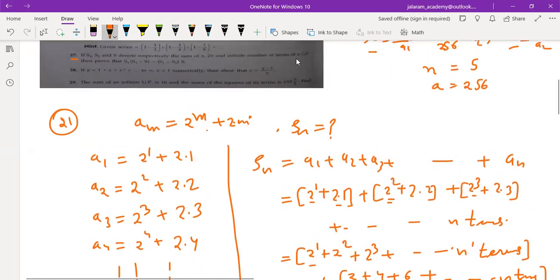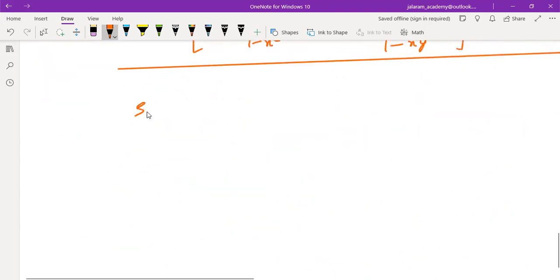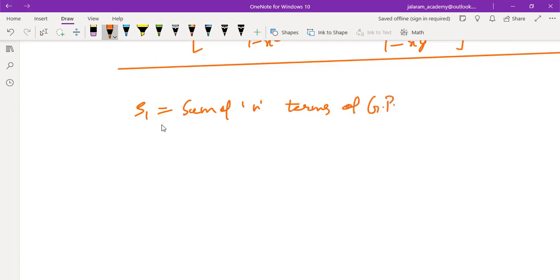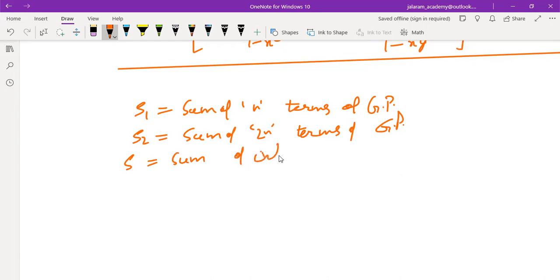If S1, S2 and S denotes the sum of n, 2n and infinite number of terms of a GP. Okay. So S1 represents what? Sum of n terms of GP. S2 represents sum of 2n terms of GP, and S represents sum of infinite terms.